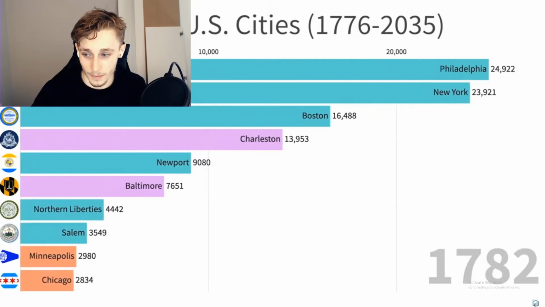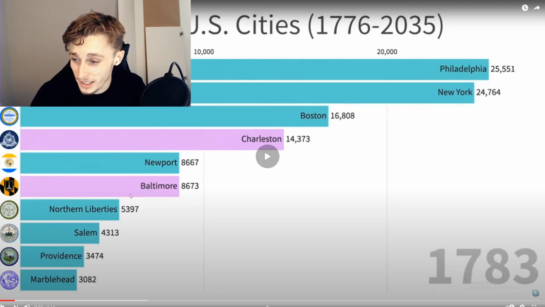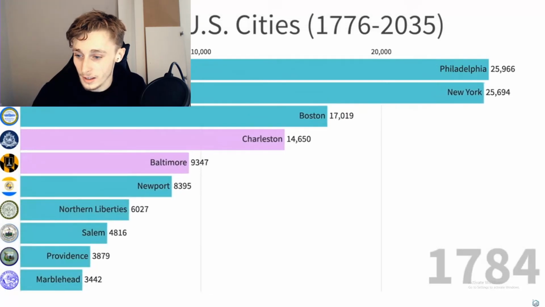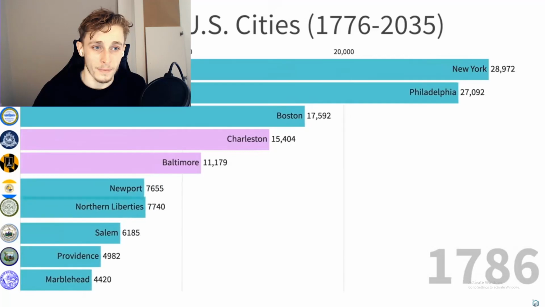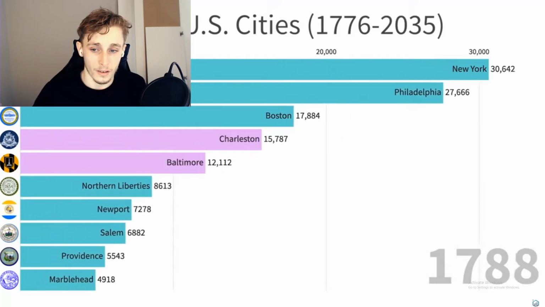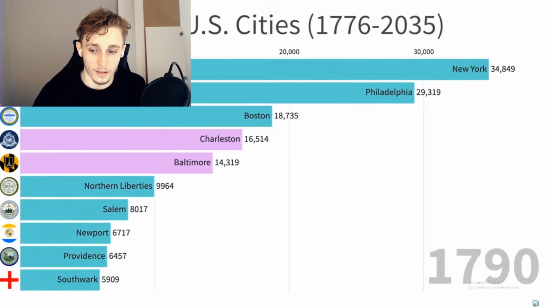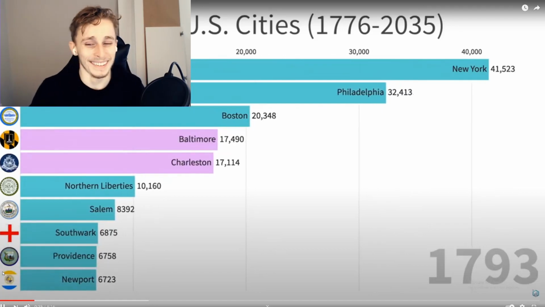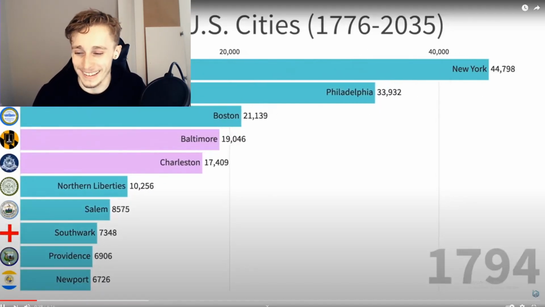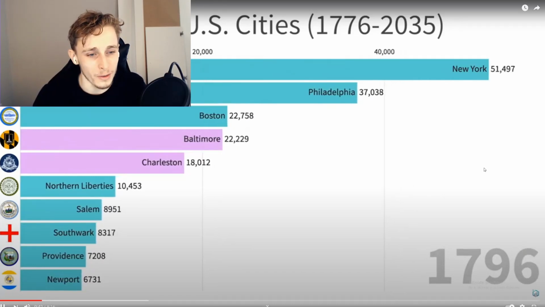Baltimore's blowing up. Northern Liberties, never heard of that. See, these are already names I've never heard of. Salem, Providence, Marblehead, Northern Liberties. Southwark. Look at the British flag staying there strong. Come on, baby. Rule Britannia, baby. Still, it's crazy how it's still only 50,000.